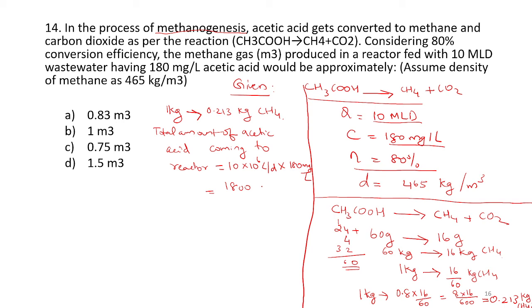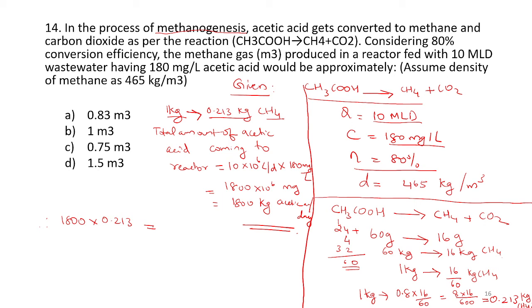This much is coming into the system. So we know that for 1 kg of acetic acid, 0.213 kg methane will be produced. We have 1800 kg acetic acid. Now we will know how much kg of methane will be produced. Therefore, 1800 into 0.213 is about 384 kg methane per day. So now we know the quantity of methane in terms of kg.